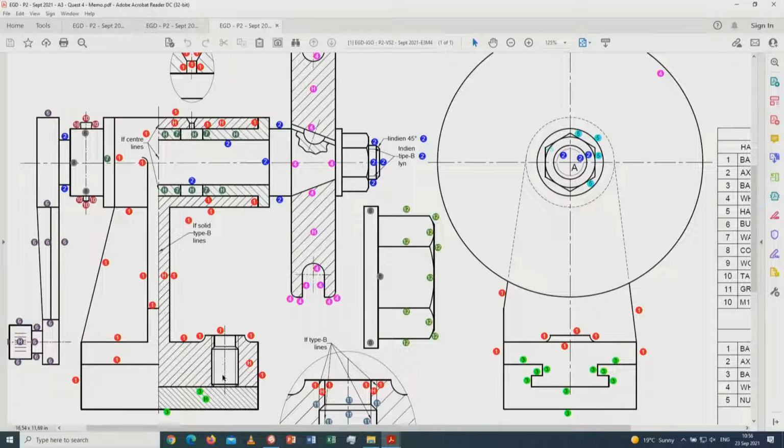8 for the grip screw. 9 for the base. 10 for the collar. 11 for the pin. And 12 for that part. 12 for this part over here.